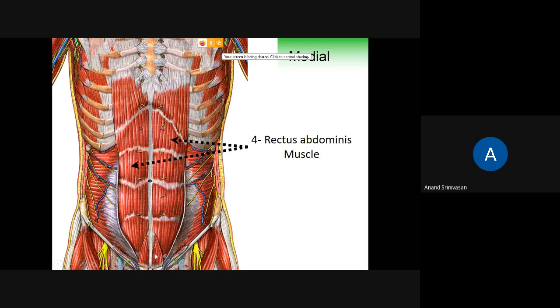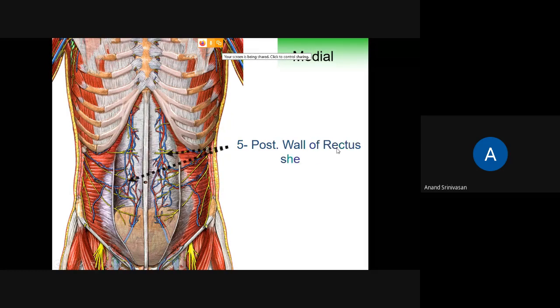In the lowermost part you can see another small muscle. This is called the pyramidalis because it looks like a pyramid. So rectus abdominis, and this is the pyramidalis. Then once you remove the rectus abdominis muscle, you will be able to see the posterior rectus sheath.